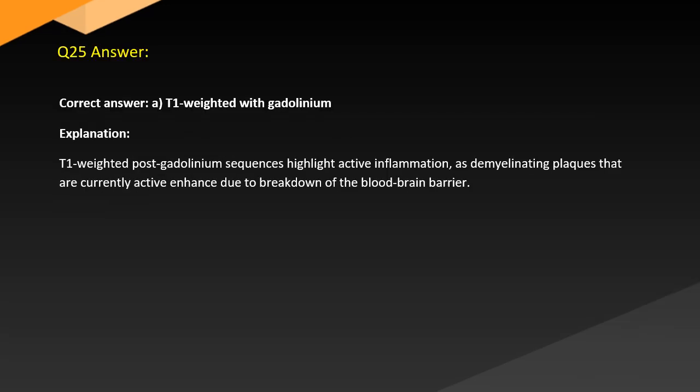Answer. Correct answer: A. T1-weighted with gadolinium. Explanation. T1-weighted post-gadolinium sequences highlight active inflammation, as demyelinating plaques that are currently active enhance due to breakdown of the blood-brain barrier.